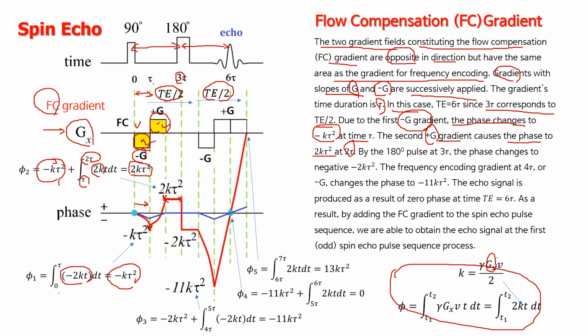And at this moment, the 180-degree pulse is applied. So by the 180-degree pulse at 3 tau, the phase changes to negative, minus 2k tau square. So here it is 2k tau square, but due to the 180-degree pulse, the phase becomes negative. So minus 2k tau square.